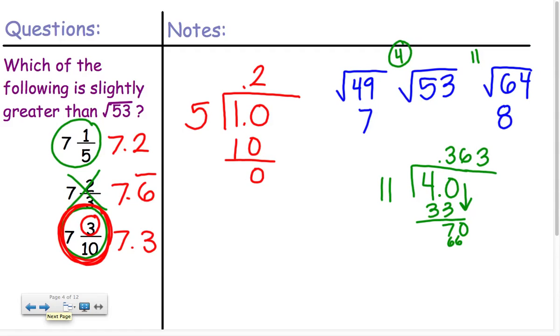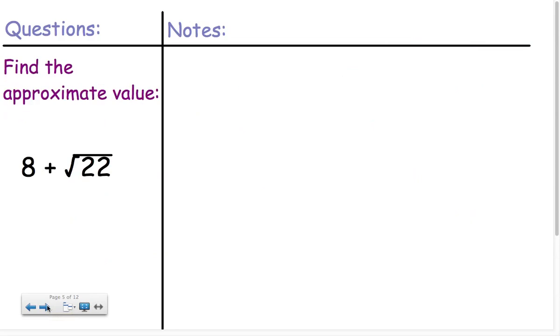So if it's one where the answer choices are really close, take the two numbers, the two differences, and divide. Alright, find the approximate value: 8 plus the square root of 22.